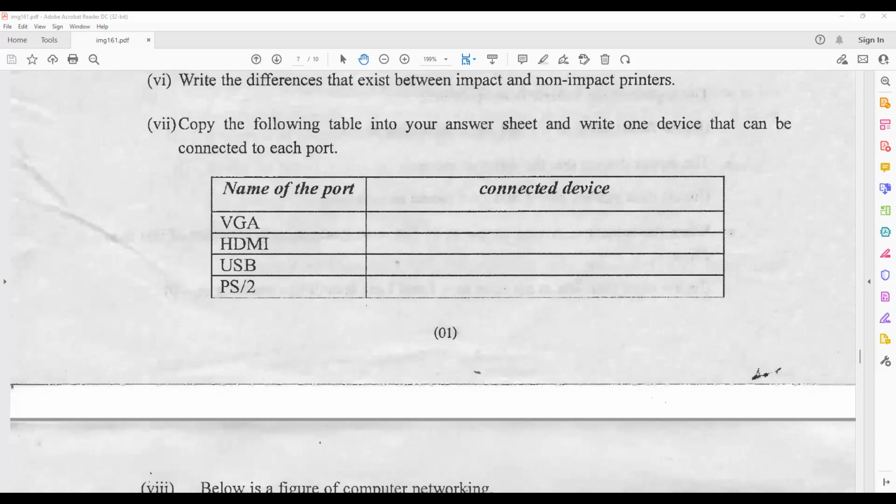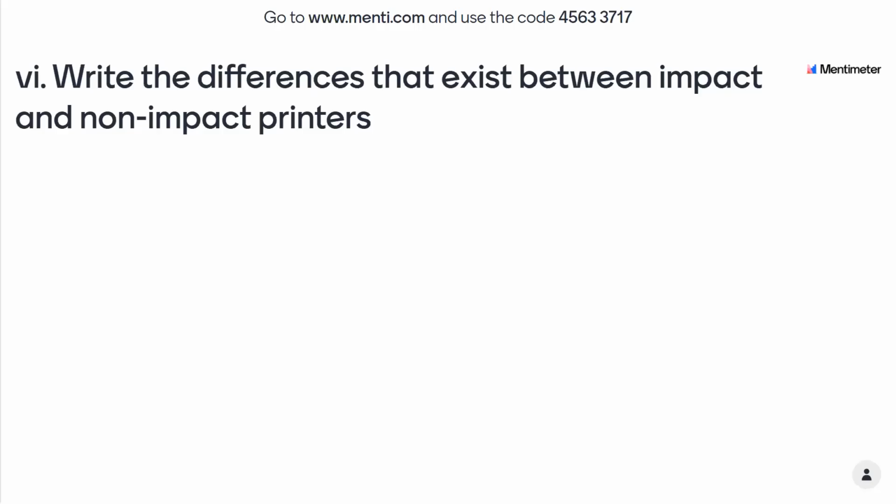Okay, so let's start answering the questions. Let me share. Okay, first one, write the difference that exists between impact and non-impact printers. Very important.